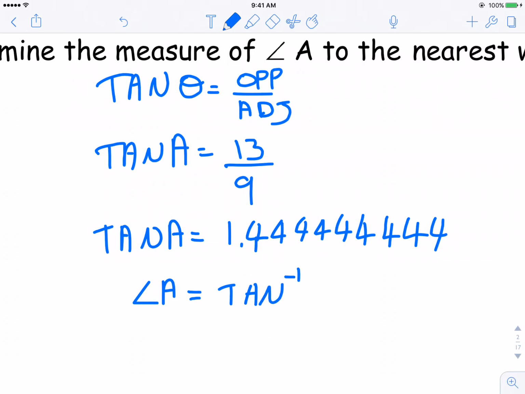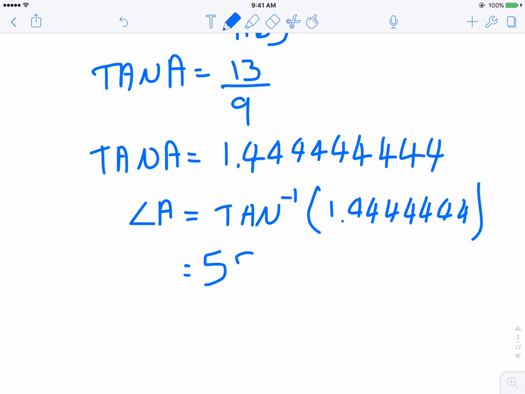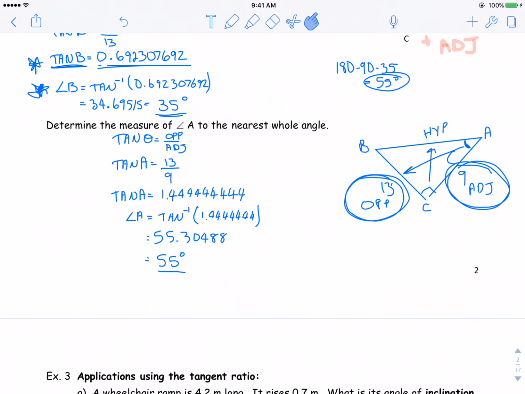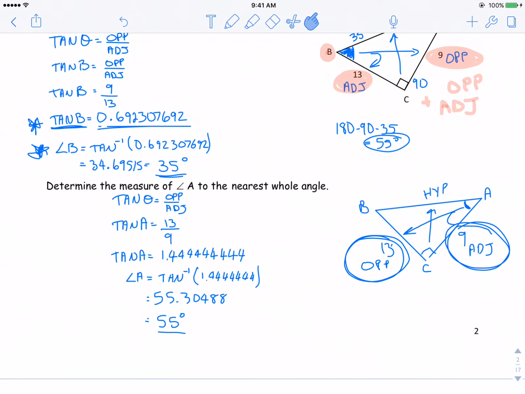Well, if tangent of A is 1.4444, then angle A has to be the inverse tangent of 1.4444. Which, if you punch into your handy dandy calculator, gives you 55.3048 or 55 degrees. Speedy and quick, and all in a quick little nutshell. We've gone from calculating ratios to calculating angles. That's one of the types of calculations, well, two of the types, find the ratio, find the angle, that's all the same calculation, but one of the types of questions.